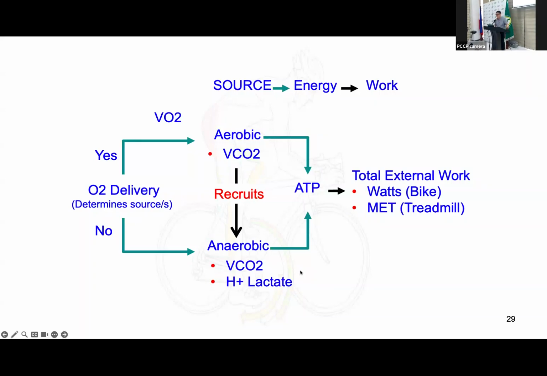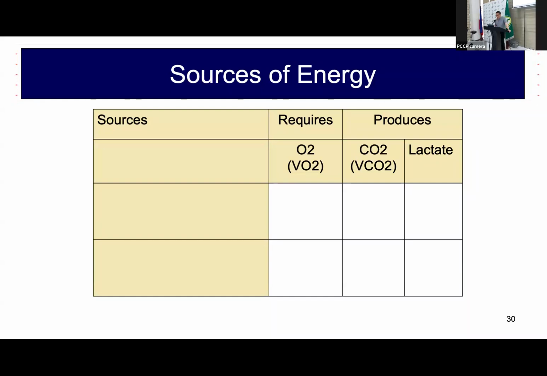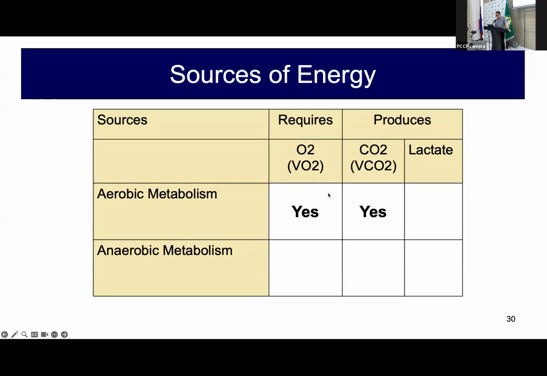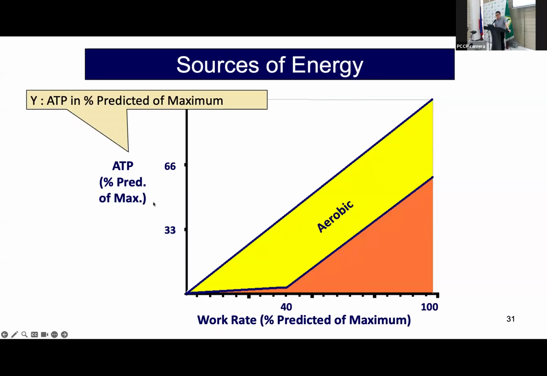And this principle is very important on how we recognize anaerobic threshold non-invasively. So what are the sources of energy? Aerobic and anaerobic. In aerobic, we use oxygen and produce carbon dioxide, but in anaerobic, we don't use oxygen, but we produce carbon dioxide and lactate. So these are the sources of energy during exercise. X is percent predicted work rate maximum. Y is the ATP in percent predicted of the maximum.